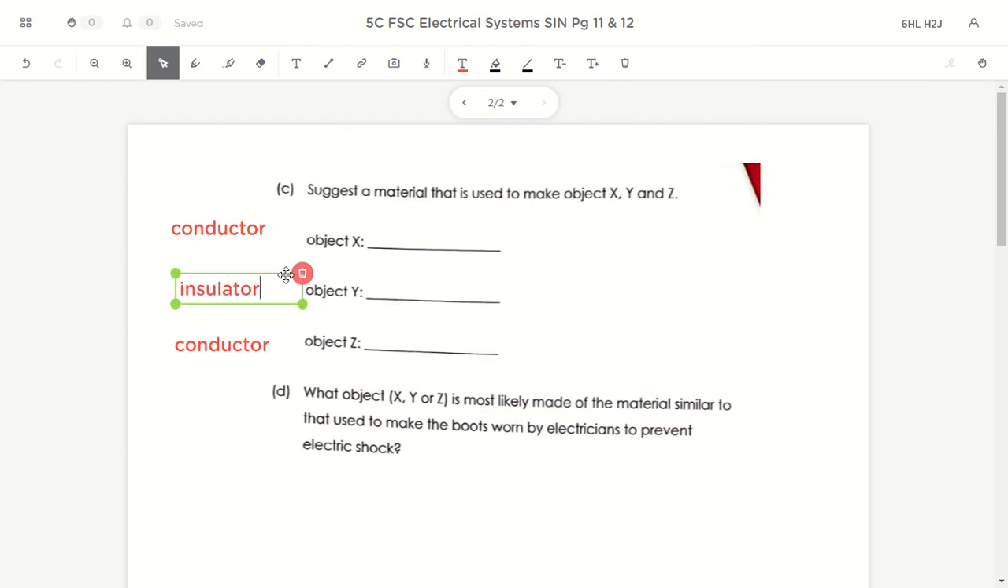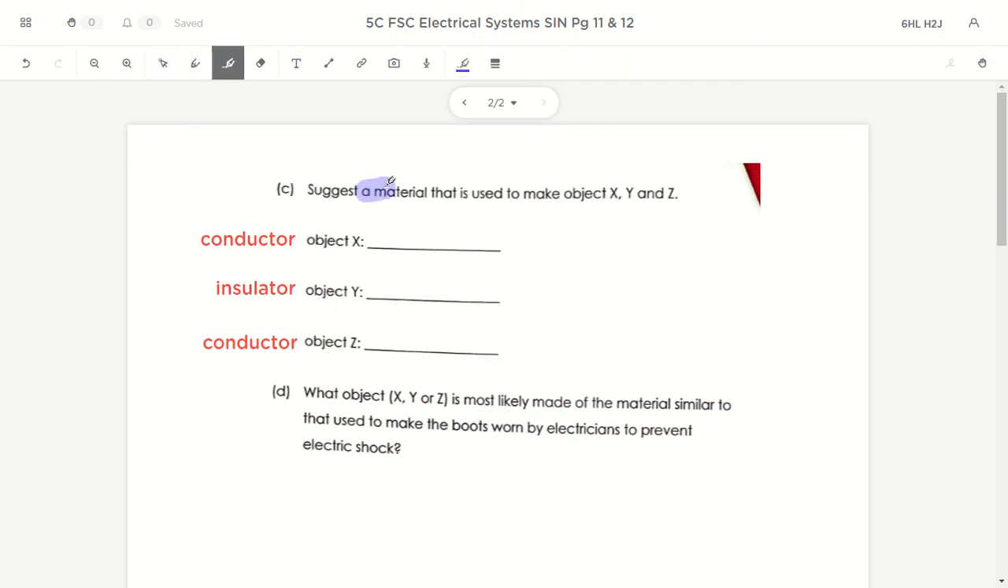Okay, let's put them nearer. So Y is an insulator. X and Z both are electrical conductors. So I want to find a material that can be used to make X, Y, and Z. X can be metal, so I'll probably put copper. Another possible material I can put in is gold. Any metals will do basically.